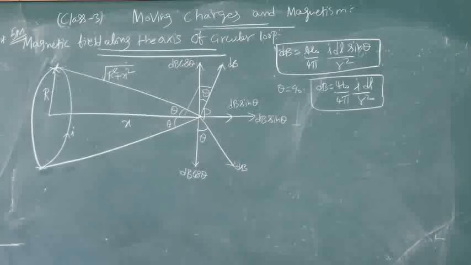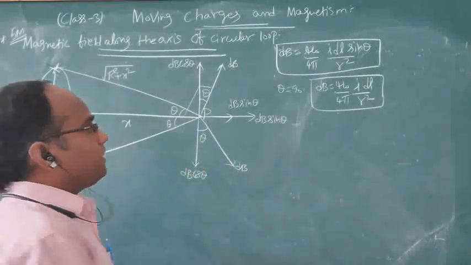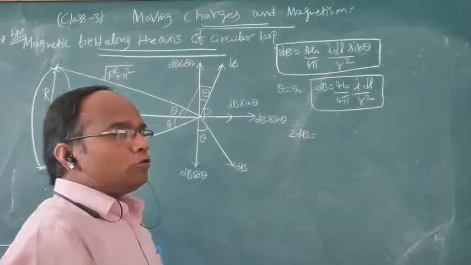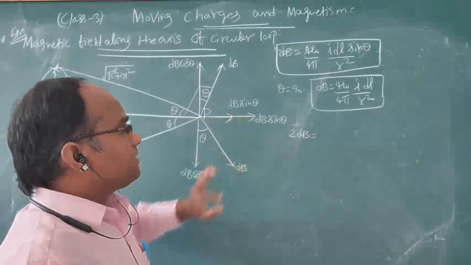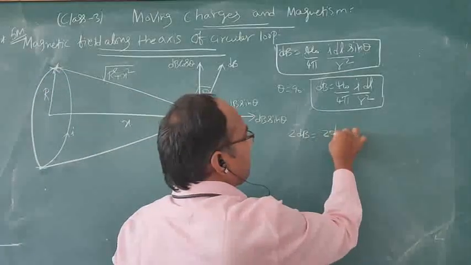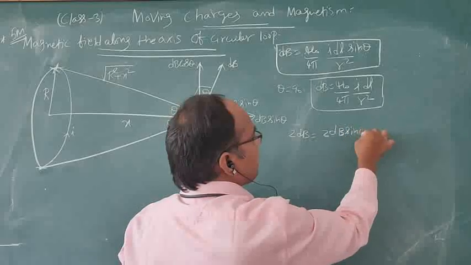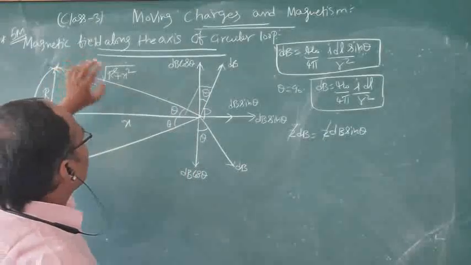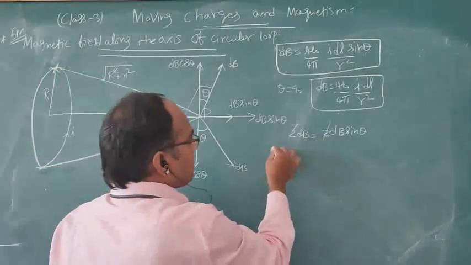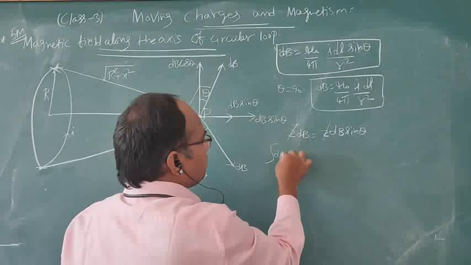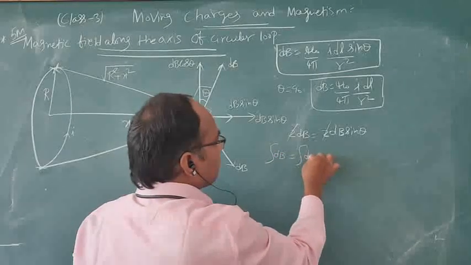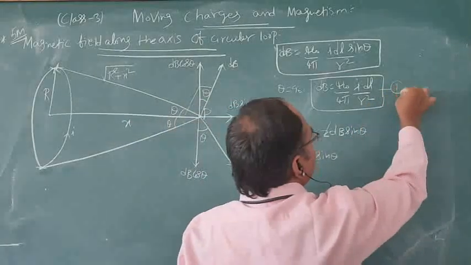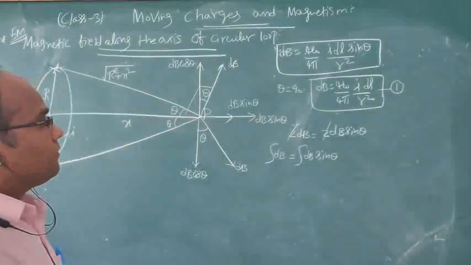Okay. Now here what is it? This is dB and this is dB. Both are added for the entire conductor. 2 dB is equal to dB sin theta plus dB sin theta. So what is the value? Here I am writing as 2 dB sin theta. So these two cancel. Now I should find out the net amount of magnetic field. So what I should write? I am integrating. So dB is equal to integration of dB sin theta. So this I am naming as equation 1.